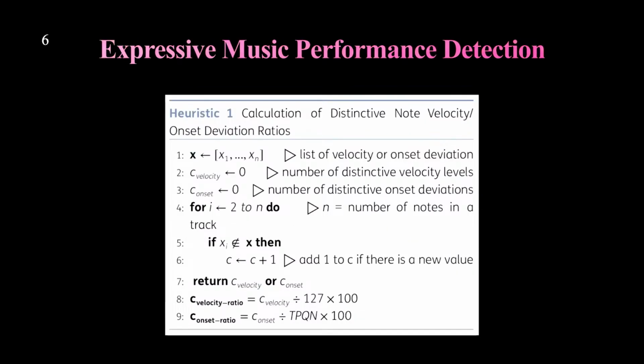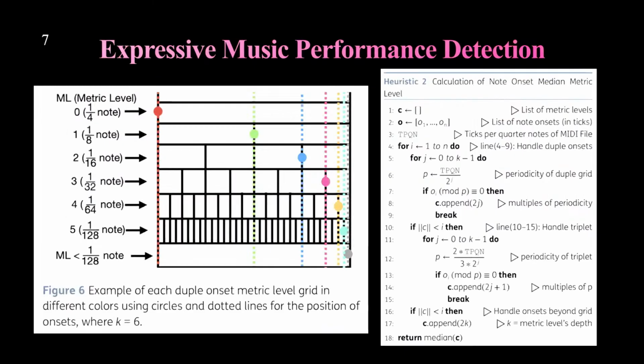Here's heuristic one, which measures distinctive note velocity ratio and distinctive note onset deviation ratio. DNVR captures expressive variation in dynamics, while DNODR captures microtiming deviations. Together, they provide a first-pass method to detect expressiveness at the track level.